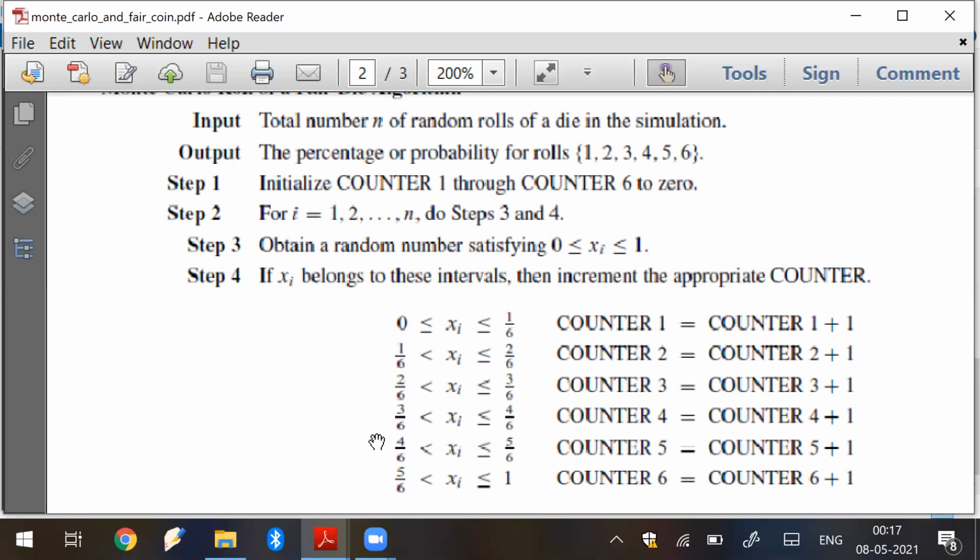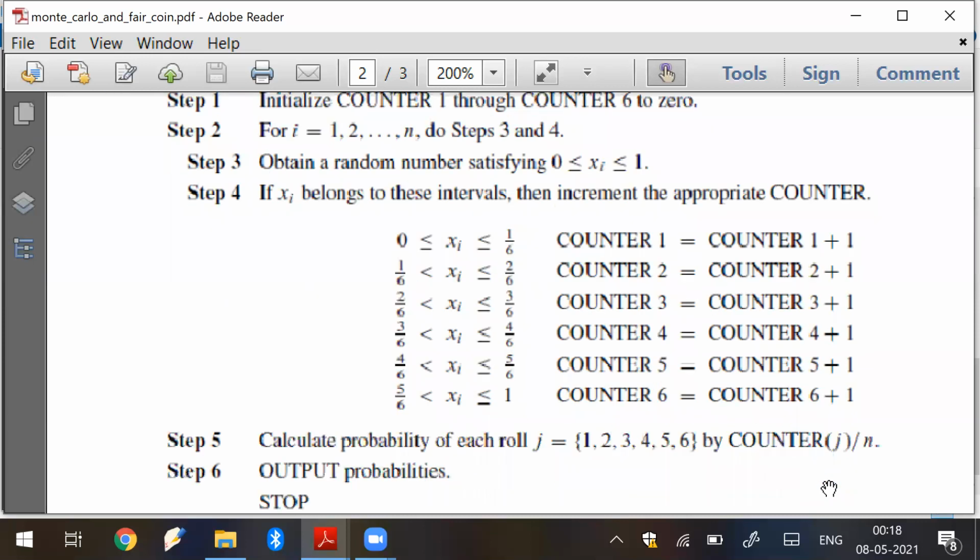What are the interval divisions? As I have shown, if it lies between 0 and 1/6, then counter 1 will be counter 1 plus 1. Counter 1 is recording the face occurring 1. Again, for counter 2, if your random number falls within this range, then counter 2 will be increased. Similarly, all the others follow this pattern.